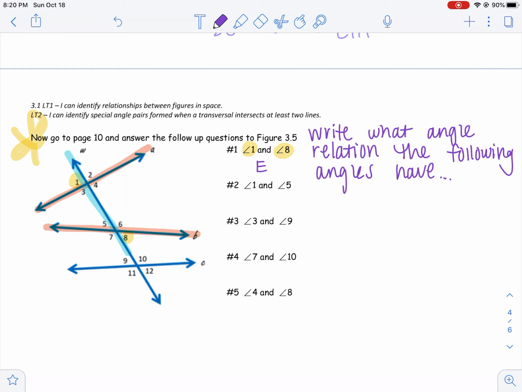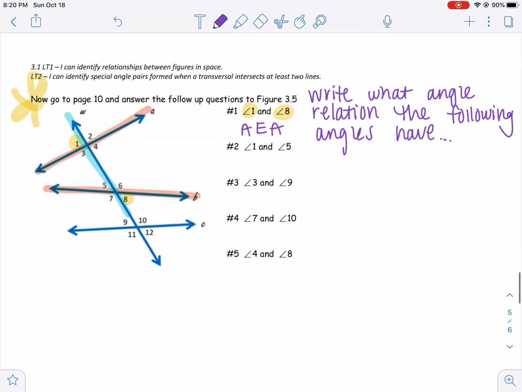And next thing I ask myself is, are they on the same side of the transversal or opposite sides of the transversal? Here I see that 1 is on the left side of our blue highlighted transversal, and 8 is on the right side of our blue highlighted transversal, okay? That tells me that they are alternate exterior angles, okay? So you are going to complete these, okay?